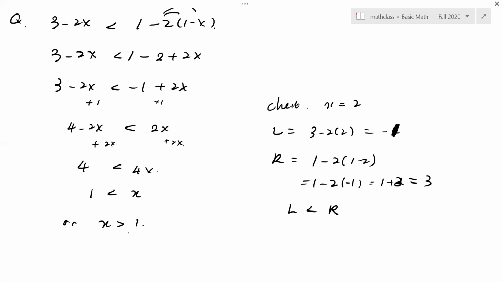Yeah. Cornelio, your answer is correct. 1 less than x is correct. 1 less than x is x greater than 1, to say. Okay. Right.